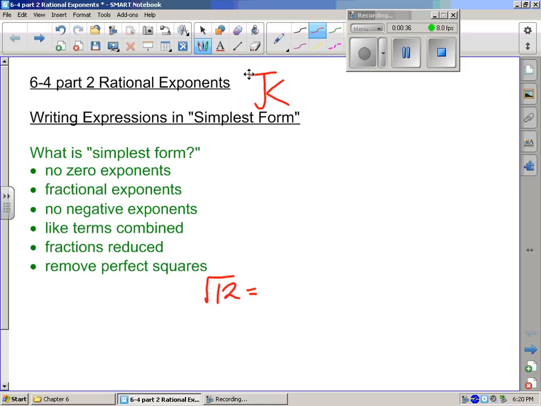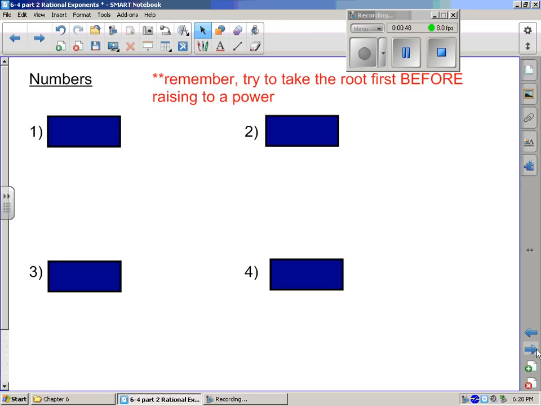For instance, square root of 12 could be square root of 4 times square root of 3, which is 2 root 3. Always check to see if there's something else that can be taken out.